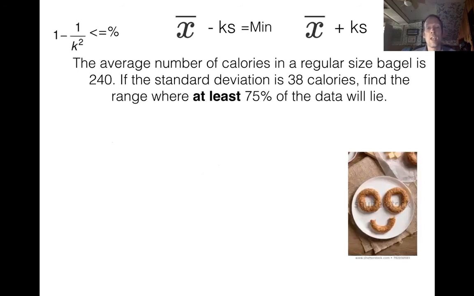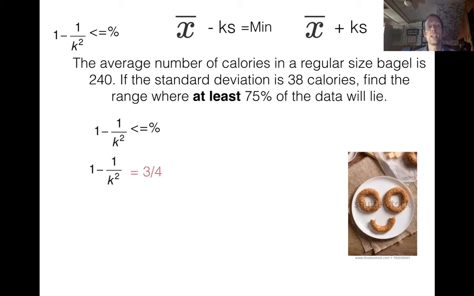Let's use an example. In this question here, it says the average number of calories in a regular size bagel is 240. If the standard deviation is 38 calories, find the range where at least 75% of the data is going to lie. Okay, now the keywords for Chebychev is that a question will always say at least or a minimum percentage. Now, once they gave us at least 75%, we can take our proportion on the upper left and start to set it equal to 75%. Once we obtain the value for k, then we're going to plug it into our other 2 remaining formulas to find the minimum and the maximum.